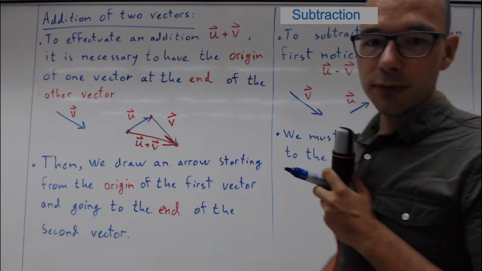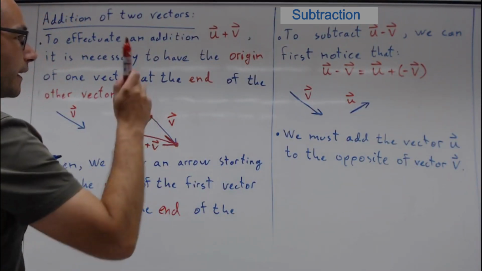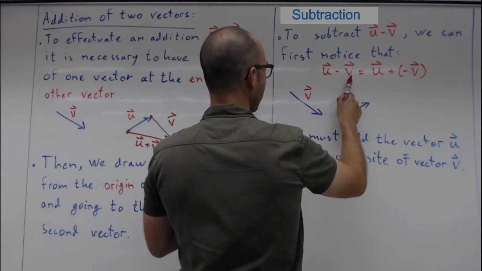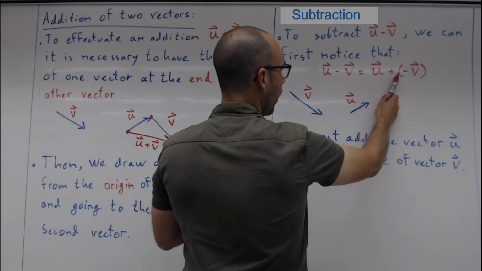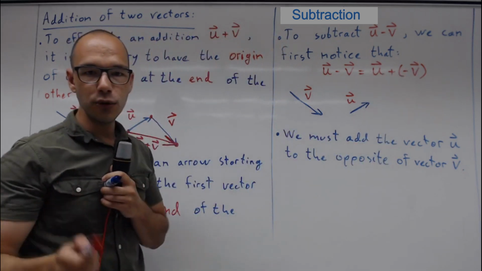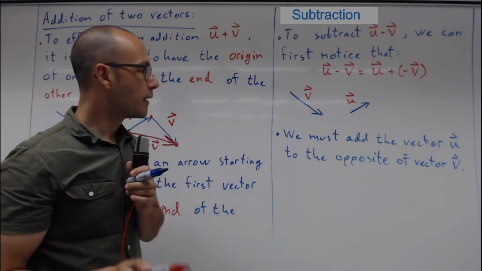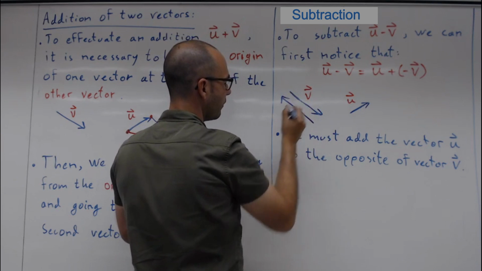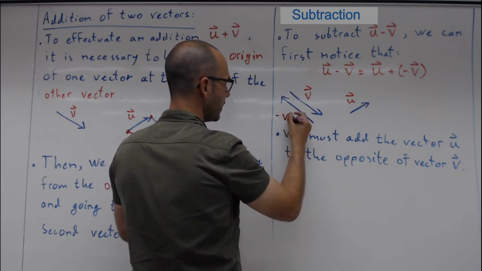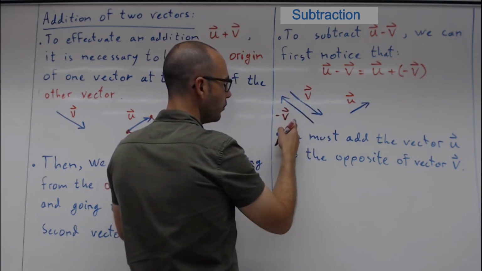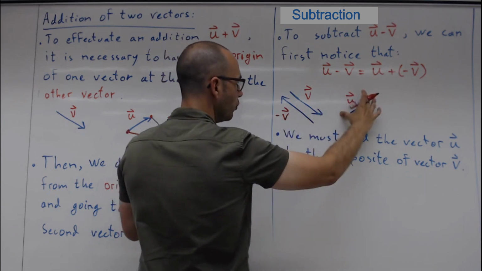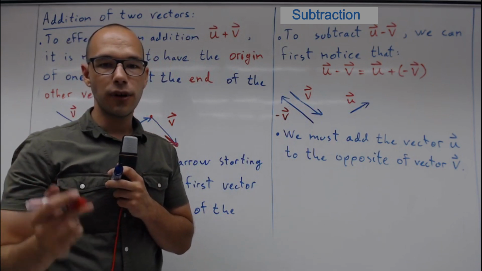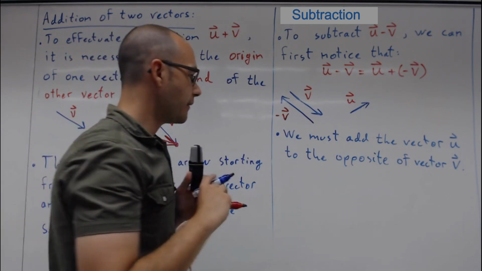And now for subtraction of two vectors, well, you have to first notice that u minus v is actually u plus negative v. So it's u plus the opposite of v. So you can just take the opposite of v, which is this vector right here. This is the opposite of v. And what we're going to do, we're going to add u plus negative v. So that's how you subtract two vectors. So I'm going to do that right here.